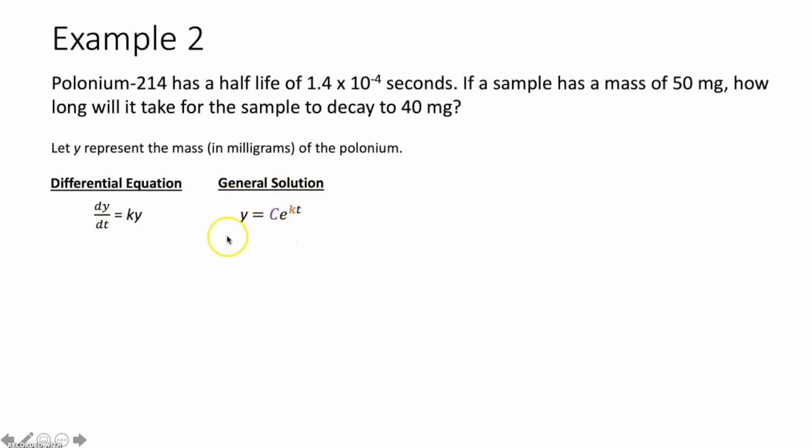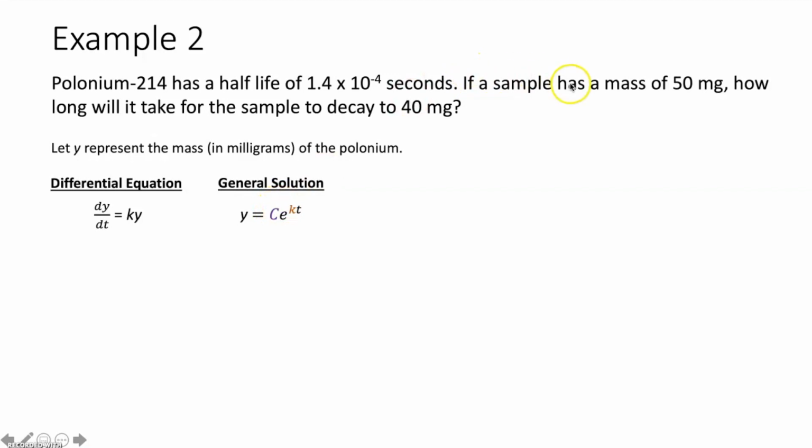So in order to use this growth and decay model, we need to figure out what is c and what is k. Well, they should give you some initial conditions to help you find those things out. So let's use one of our initial conditions to solve for c. The one that's always going to help you solve for c is when your independent variable t or x or whatever that is equal to 0.